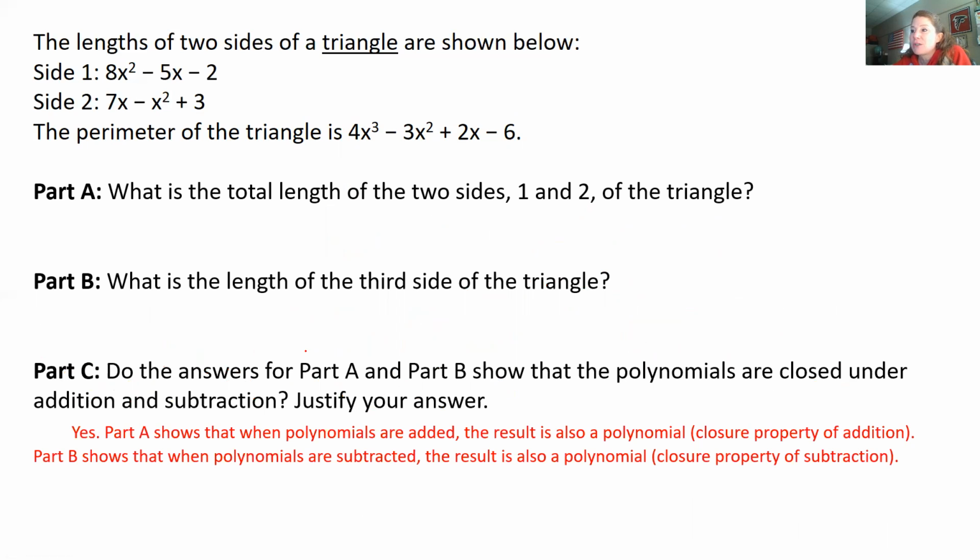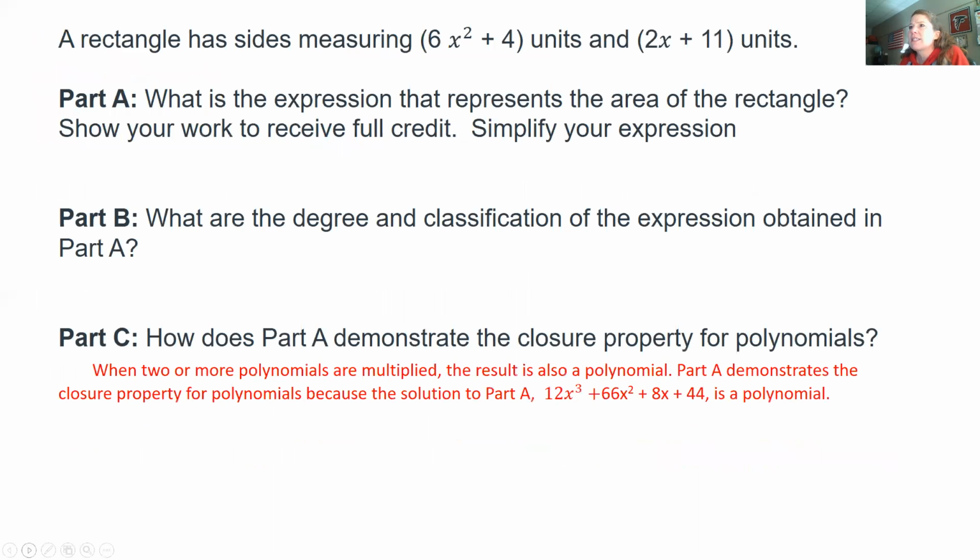Part A shows that when polynomials are added, the result is also a polynomial, which is called the closure property of addition. Part B shows that when polynomials are subtracted, the result is also a polynomial. Since I'm giving you this answer, I expect you to write that on your test, okay? If you don't watch this video and you have some crazy answer for part C, you're going to miss it. All right, guys, let's do the next one.